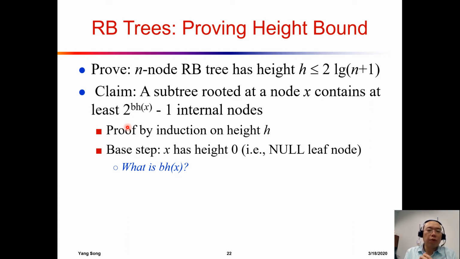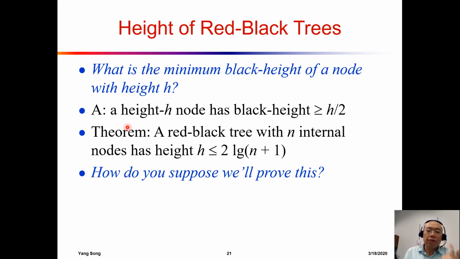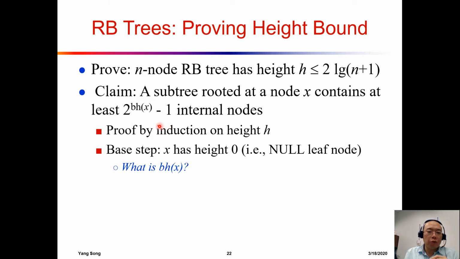So what we want to prove is, if x itself is a leaf, then we want to claim that a subtree rooted at the node x, well, in this case, x will be a leaf, contains at least 2^BH(x) - 1 internal nodes. So BH is the black height. So how do we want to prove that? Well, this will be our next task.